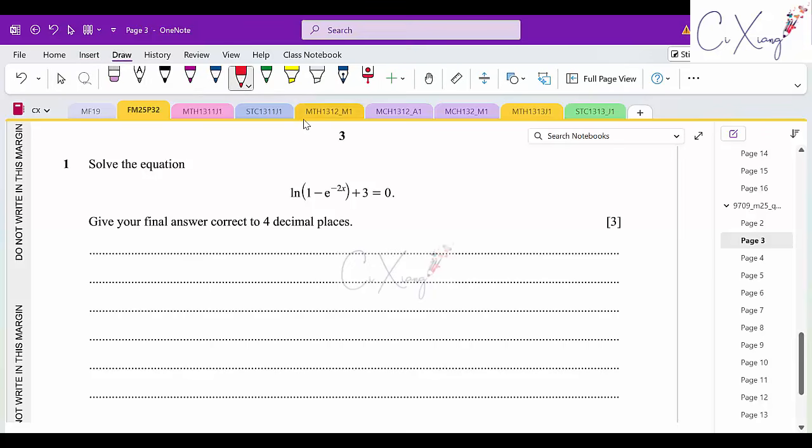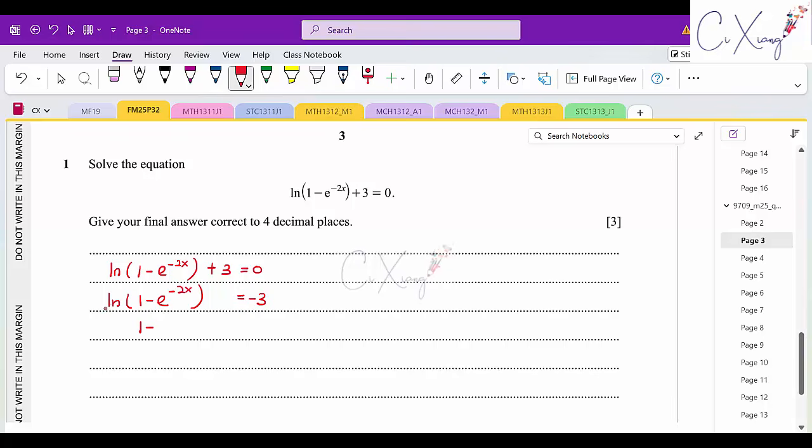Alright, okay, so of course, to solve the equation, we want to find the value for x, right? So first of all, we need to try and get rid of everything from the x. Okay, so first step, I will try to move the 3 over, become -3. Alright, then after that, for the ln, now I want to get rid of the ln because the e power -2x is inside the ln. So if I want to get rid of the ln, I have to bring it over.